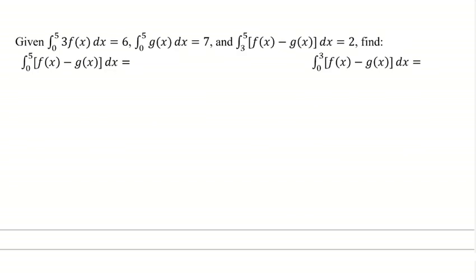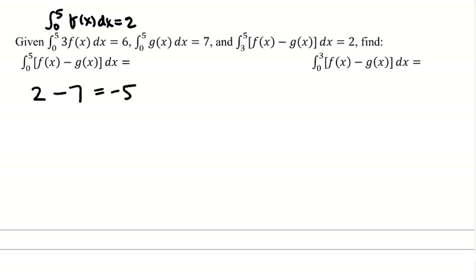All right, here we've got another one. We're saying that the integral from 0 to 5 of 3 times f of x is going to be 6. You know what, I'm just going to stop right there. That means that the actual integral from 0 to 5 of f of x is going to be 2. Okay, the integral from 0 to 5 of g is 7. And the integral from 3 to 5 of f minus g is 2. Interesting. All right, well, the integral from 0 to 5 of f of x minus g of x with respect to x is going to be 2 minus 7, which is negative 5.